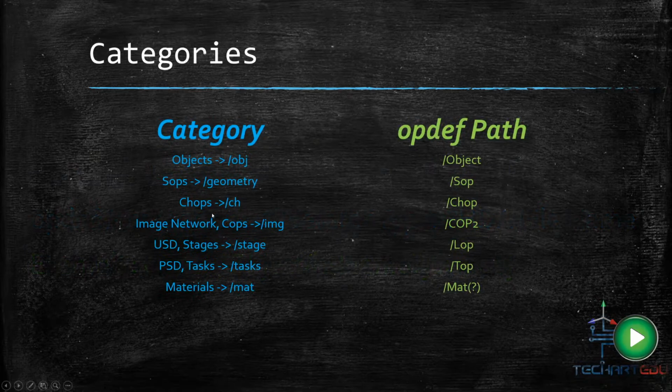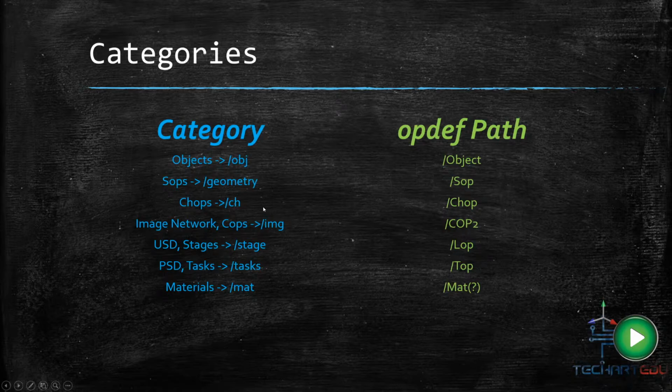Okay, if you create a digital asset on the object layer, you have to call the digital asset using slash Object, not obj. You have to call it slash capital O Object as the type of category that digital asset is. Now, if you create that digital asset at the SOP level, even though you access it from slash geometry, you have to call it from slash SOP.